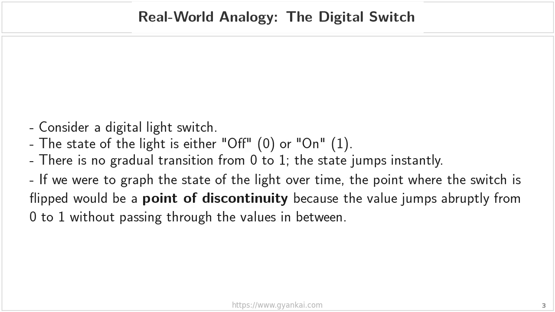If we were to plot this state on a graph over time, the exact moment the switch is flipped would be a point of discontinuity. This is because the value jumps abruptly from 0 to 1 without passing through any of the intermediate values in between. This serves as a practical example of a jump in a graph, which we will analyze using formal mathematical functions in the next slide.